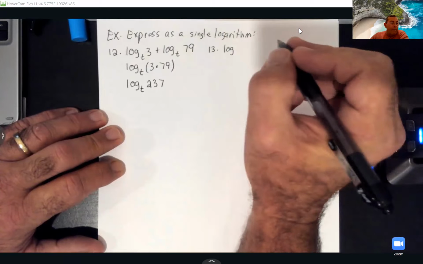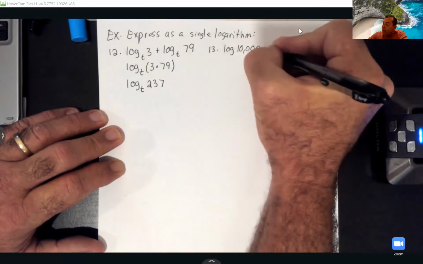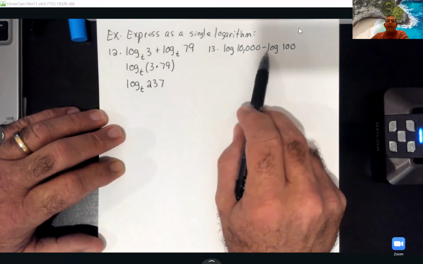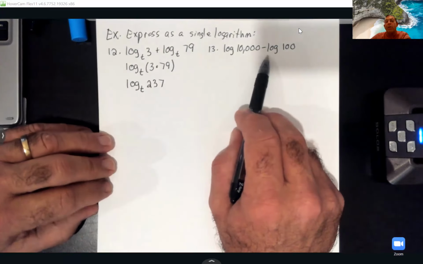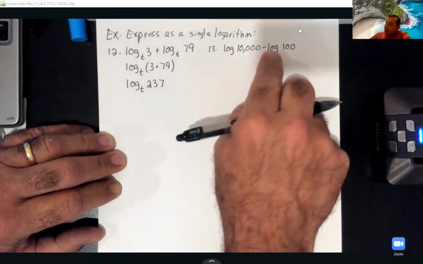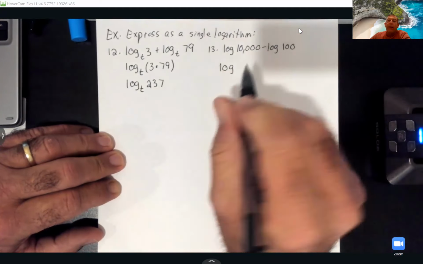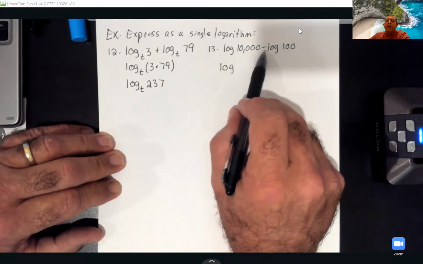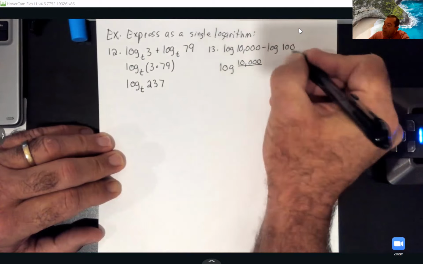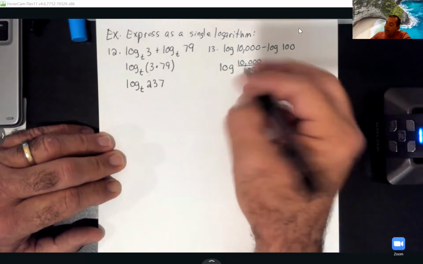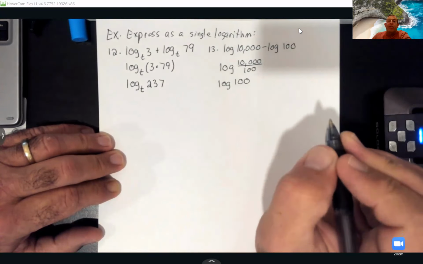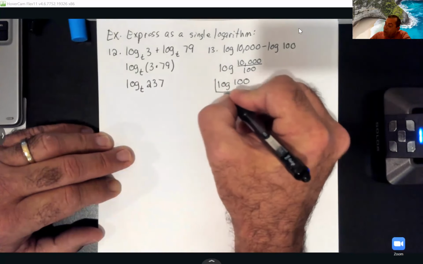All right, log 10,000 minus a log of 100. So these are being subtracted, and the only rule that did anything about subtraction was the quotient rule. And we rewrite the difference as a quotient. So break out the log. Now remember, positive stuff goes to the top, the stuff being subtracted goes to the bottom. So this will be 10,000 over 100. And 10,000 divided by 100 leaves me 100. So on MathLab, that's the first answer they want, the log of 100.